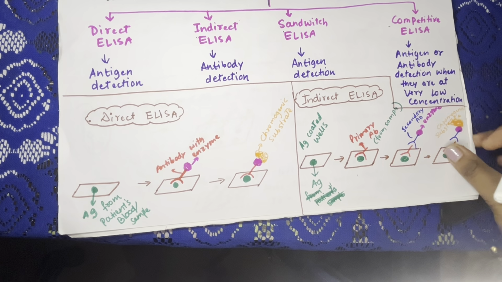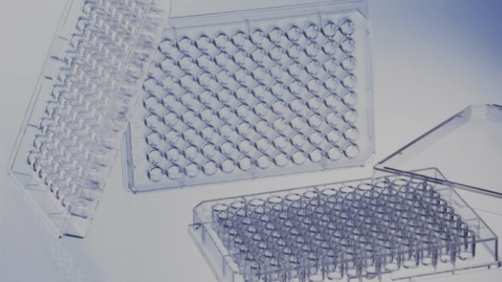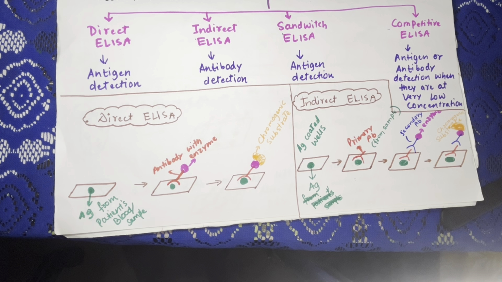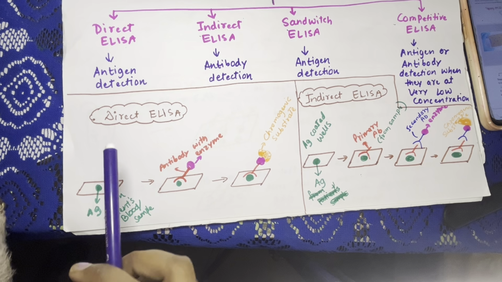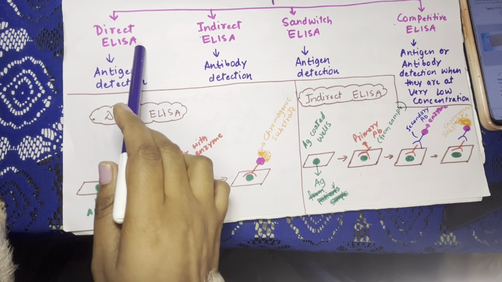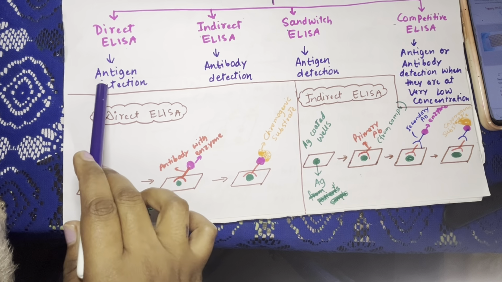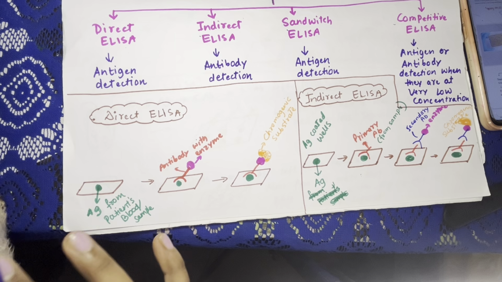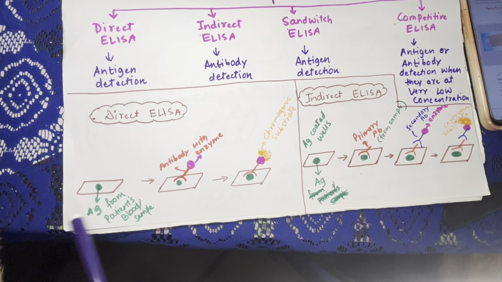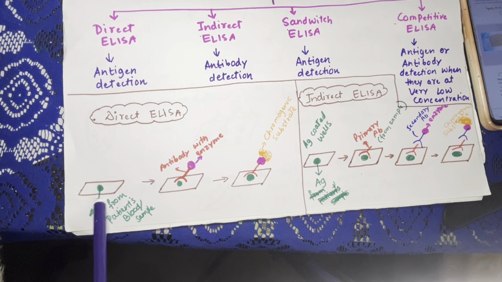In order to perform ELISA, a specific plate made of polystyrene is used, and there will be 108, 96 or 56 wells. That specific microtiter plate will be used to perform any of these ELISA. So direct ELISA, as already mentioned, is performed to detect the presence of an antigen in the blood sample. Suppose a patient has a particular antigen in his blood sample, then what will happen? The antigen from the blood sample will be captured in that well.